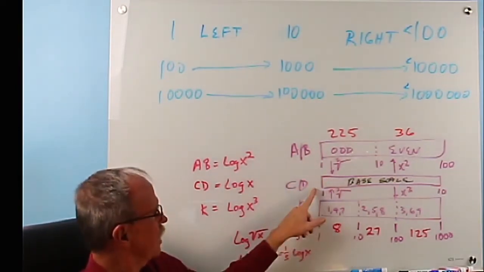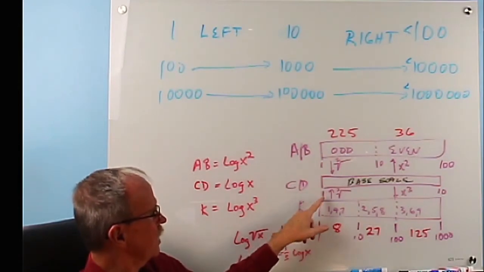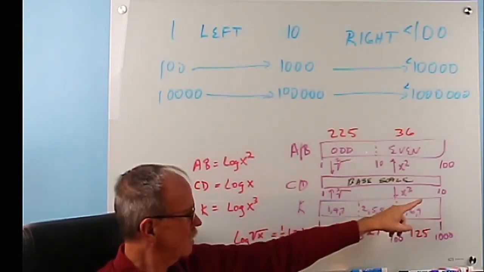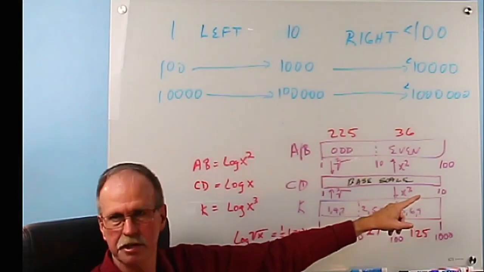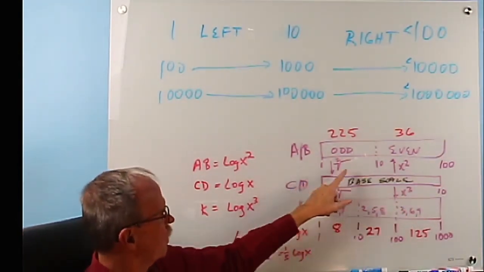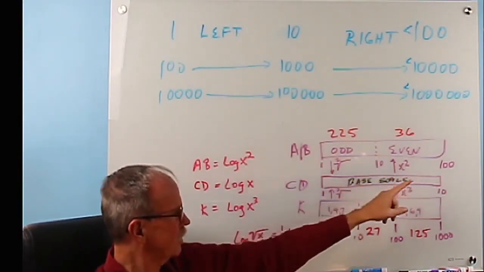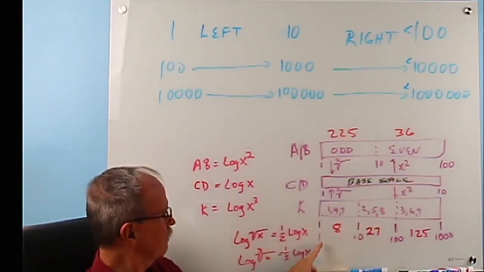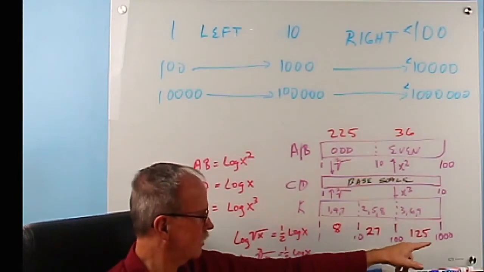Now, you'll notice that on the C and the D scale, it goes from 1 up to 10. Sometimes it's also marked as a 1. On the AB scale, you go from 1 to 10 to 100. And on the K scale, you go from 1 to 10 to 100 to 1,000.